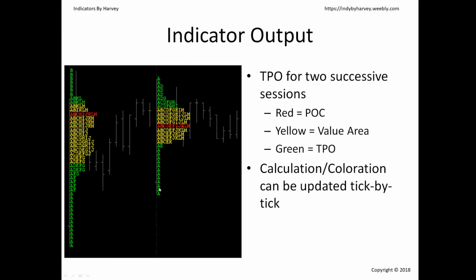You have the ability to color the TPOs. In this case, the red is the point of control, the yellow is the value area, and the green are TPOs outside the value area. If you have it updated tick by tick, as new prices are hit, characters are added, TPOs are added, coloring is updated. Not tick by tick, the coloring in the letter is updated when the specific bar is closed.